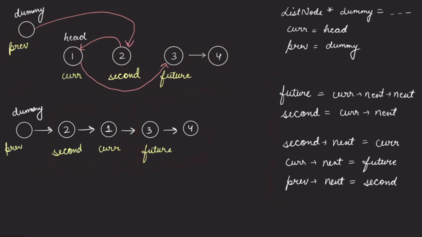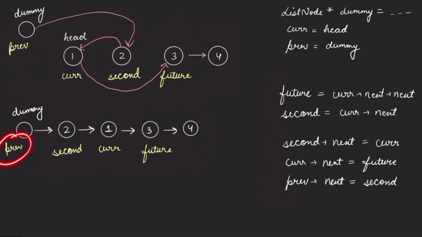So since previously we were swapping these two, right? Current was pointing to the first node in this set. So now for these, current should now point to node 3, right? Where is the reference of node 3 stored? In the pointer future, right? So current should now point to future.